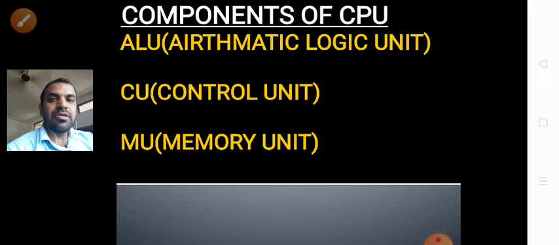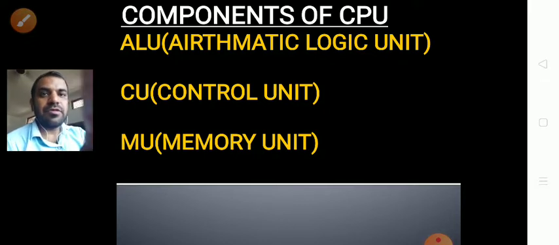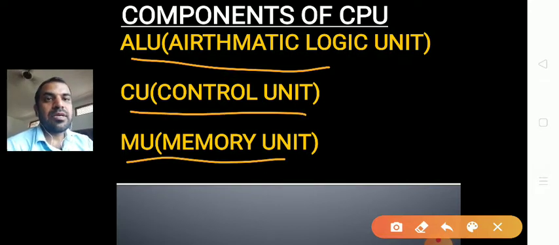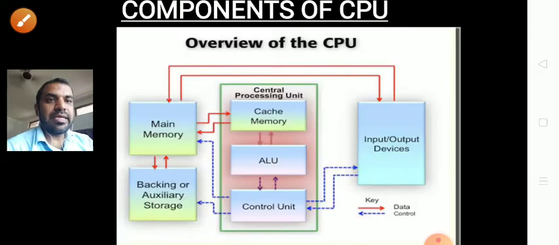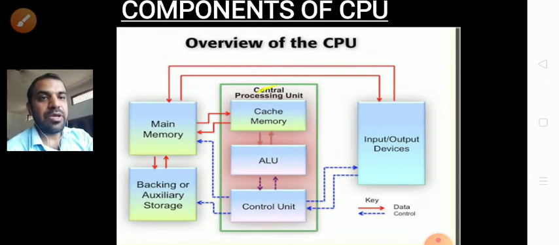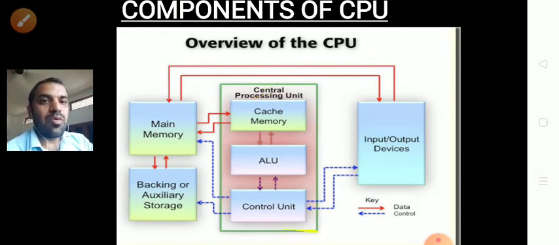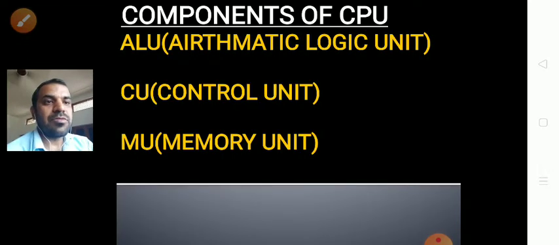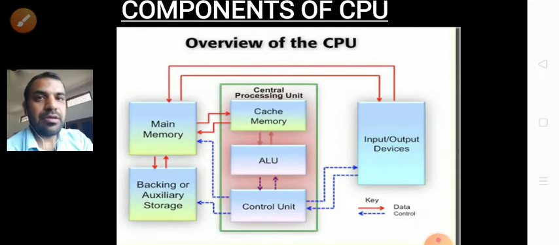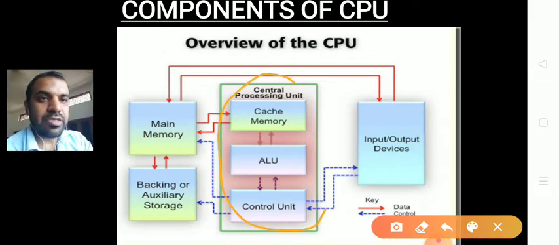Earlier you may have studied it, but again, the first one is ALU, second one is CU, and third one is MU. Arithmetic logic unit, control unit, and memory unit. What are these three units? We can learn in the next. You can see a graph here with the cache memory, ALU, control unit, main memory, output devices. Central processing unit is used here only. This is your central processing unit.